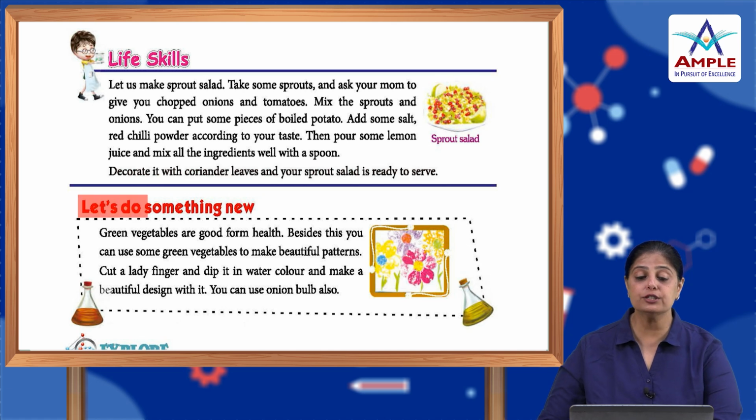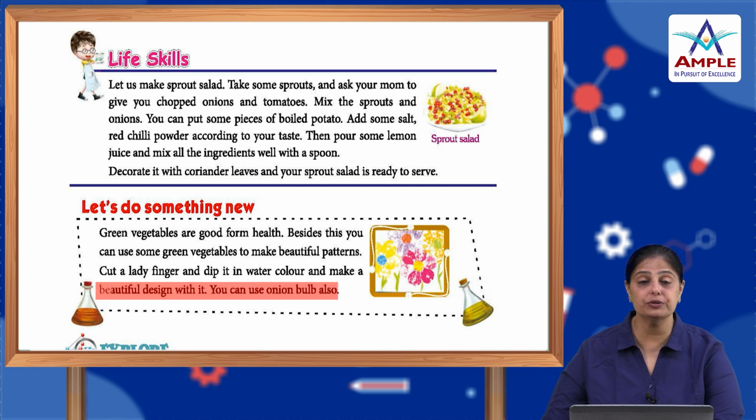Alright, now let us do something new. Green vegetables are good for health. Besides this, you can use some green vegetables to make beautiful patterns. Cut a lady finger and dip it in watercolor and make a beautiful design with it. You can use onion bulbs also. You can use different types of vegetables or leaves and make beautiful paintings. A beautiful artwork can be made.